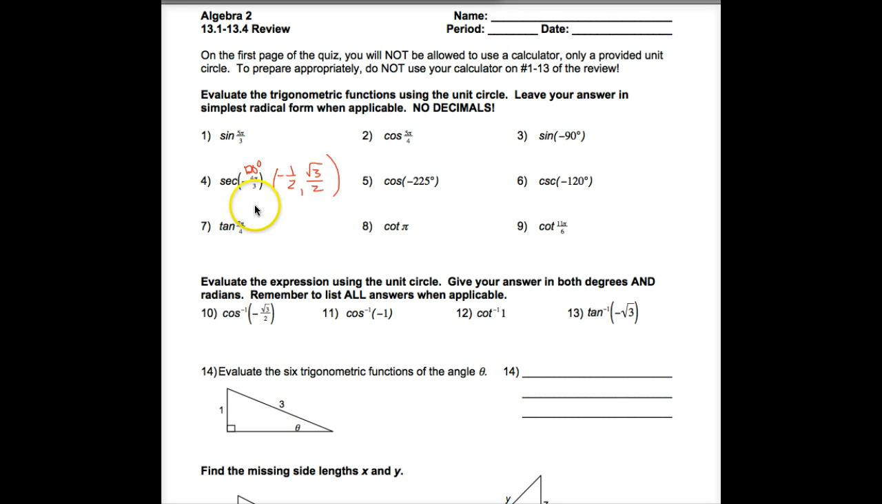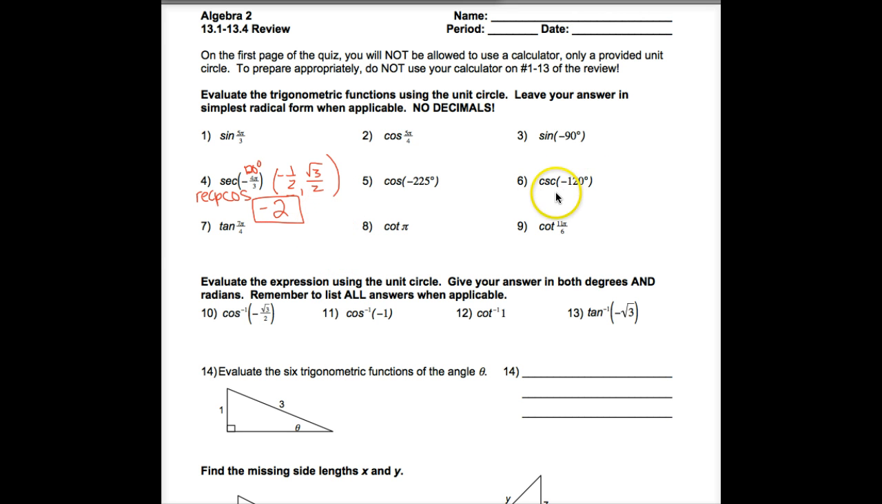So now to find the secant, secant is the reciprocal of cosine, sorry. So take the cosine value, which is negative 1/2, and reciprocal it. So instead of negative 1/2, it's going to be negative 2 over 1, which is just negative 2. So that is how I came up with that answer.